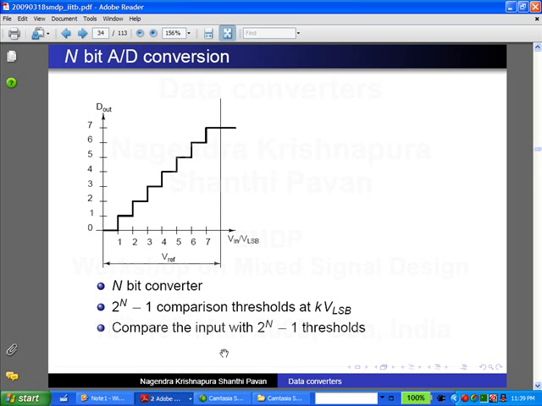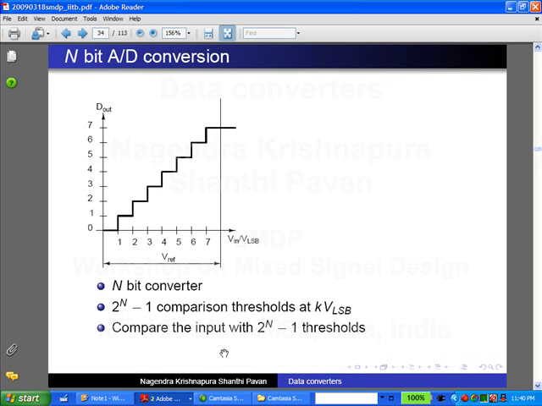So when I have an n bit A to D conversion, I have 2 to the n possible levels at the output. In this case, the characteristic shows how many bits? 3 bits. There are 8 possible levels, 0, 1, 2, 3 up to 7. How many jumps will you have? 7 jumps. You have numbers from 0 to 7, and between each pair you will have a jump. So in general, you will have 2 to the n minus 1 jumps or comparison thresholds.